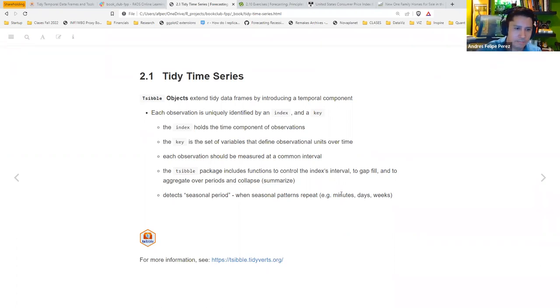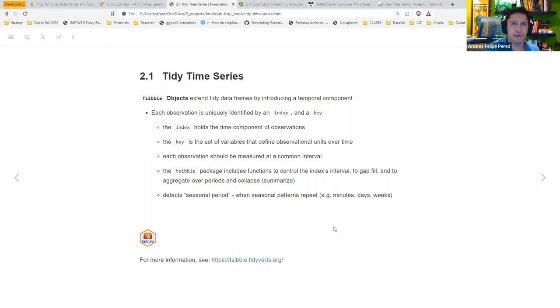The tsibble package also includes some interesting functions that allow us to manipulate the data series, so we can control the interval and the index. There are some examples. I've included a link there to the package site of tsibble, but it lets us change the frequency. There are also some functions to gap fill.